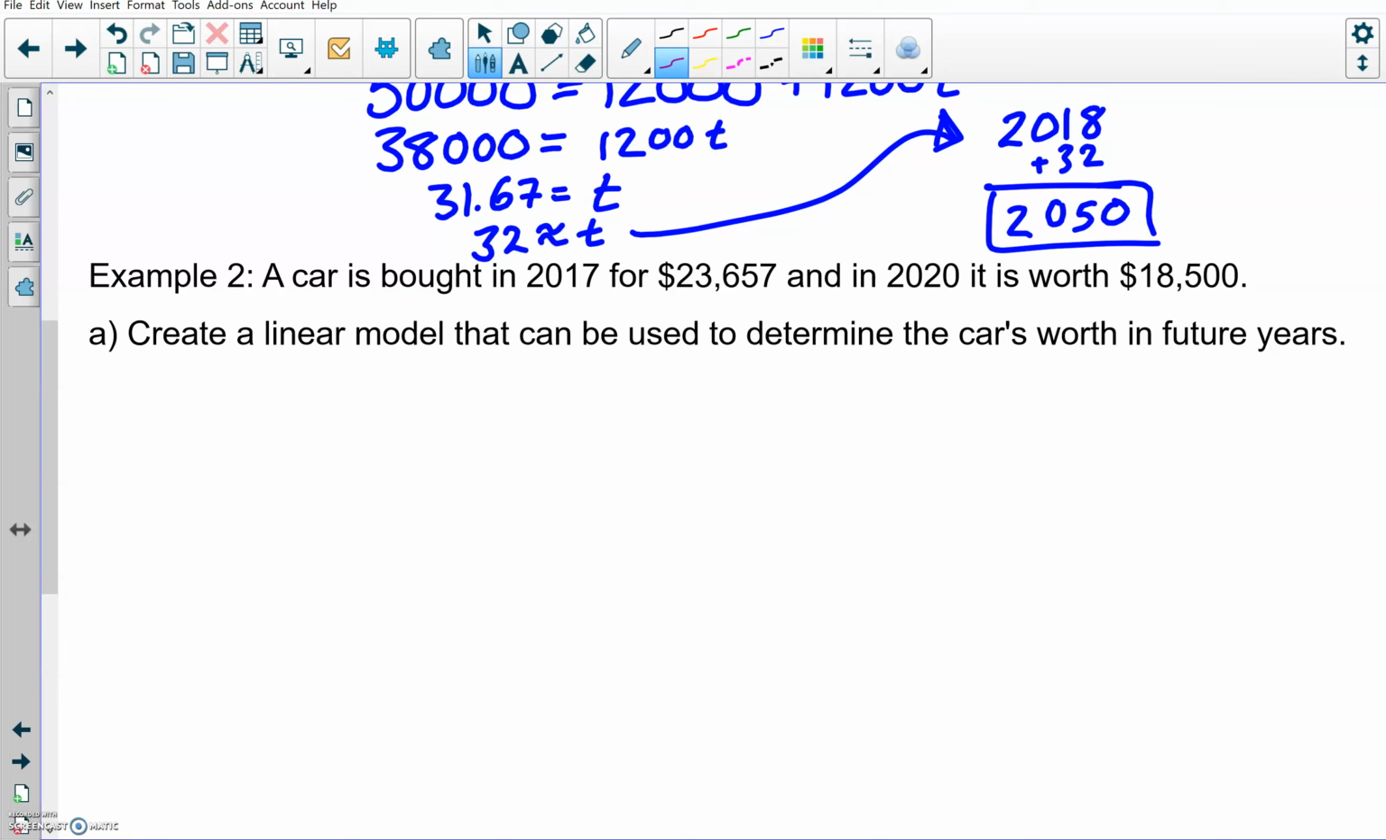Well, 2017, that's a starting year. So this is when time is going to be equal to 0. And then in 2020, it's worth 18,500. So this is when time is equal to 3.